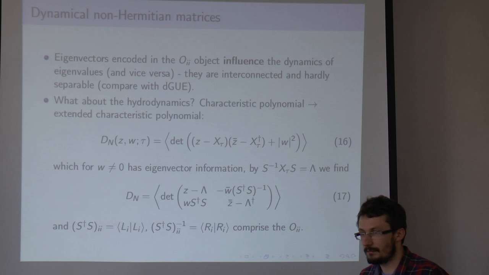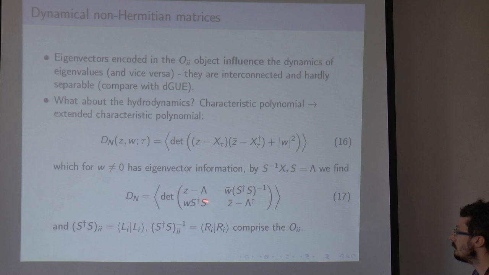Why do you need this S dagger S? Without S dagger S, you would have the same formula. Yeah, but what I wanted to show you is that this object contains both information on eigenvalues and on eigenvectors. Eigenvalues are here, lambdas, and eigenvectors are here, S dagger S. Okay? One may say that there is a whole hierarchy of these DNs. Yes. Whatever you put here, of inverse. Yes, of course.